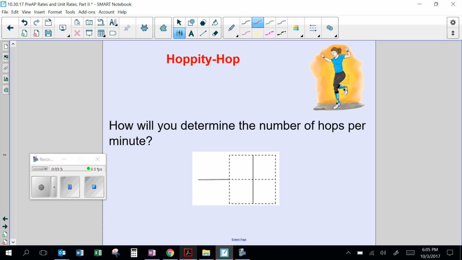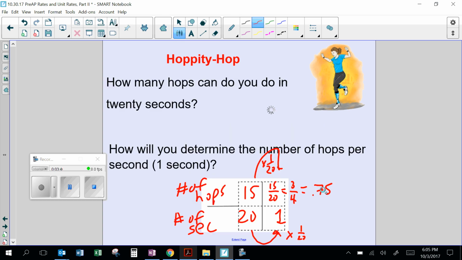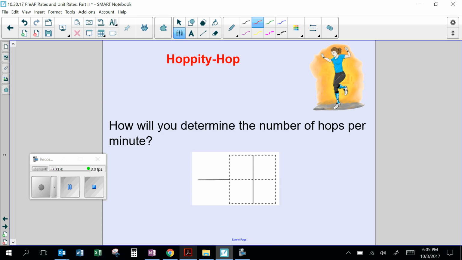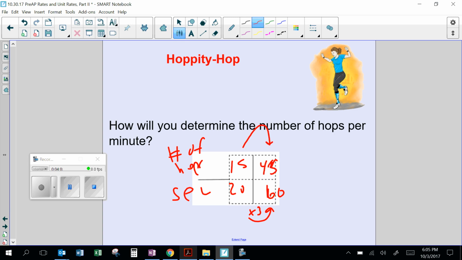How will you determine the number of hops per minute? Again, how many hops can you do in 20 seconds? I can do 15 hops in 20 seconds. But what is a minute? 1 minute, or 60 seconds. How can you build this from 20 seconds to 60 seconds? Times 3. So the scale factor is times 3. So 45 hops every minute.